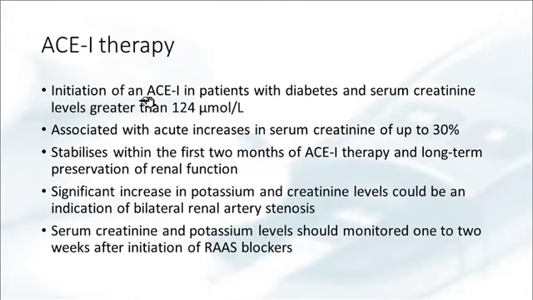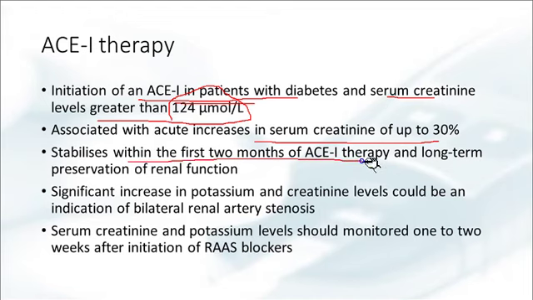Okay, the initiation of ACE inhibitor therapy in patients with diabetes and a serum creatinine level greater than 124 micromoles per liter is suggested, and of course this is associated with acute increases in serum creatinine levels by up to 30%, but this generally stabilizes within the first 2 months of ACE inhibitor therapy and long-term renal function is preserved. There is, however, a significant increase in potassium and creatinine levels, which can be an indication that the person actually has bilateral renal artery stenosis. And bilateral renal artery stenosis is a contraindication for the use of ACE inhibitor therapy.